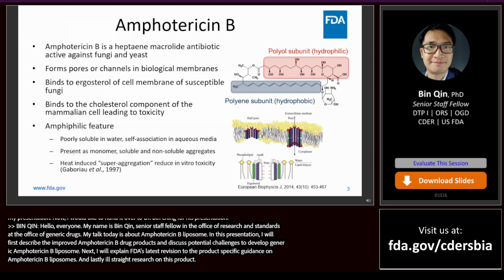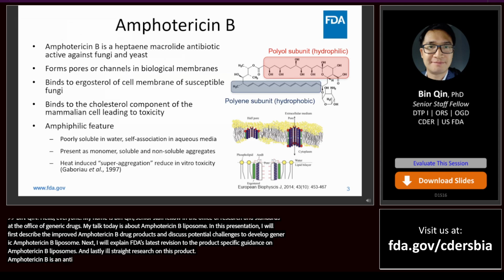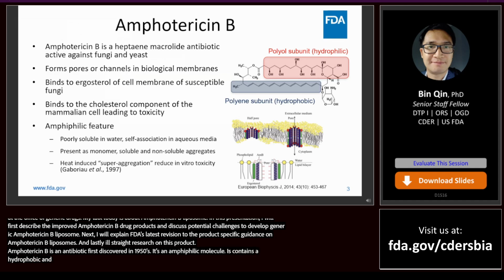Amphotericin B is a polyene antibiotic first discovered in the 1950s. It's an amphiphilic molecule. The macrocyclic lactone ring of amphotericin B contains a hydrophilic polyol subunit and a hydrophobic polyene subunit. Amphotericin B can bind to ergosterol of the cell membrane of susceptible fungi. It forms transmembrane pores, leading to compromise of membrane barrier function. Ions can leak out, resulting in cell death.